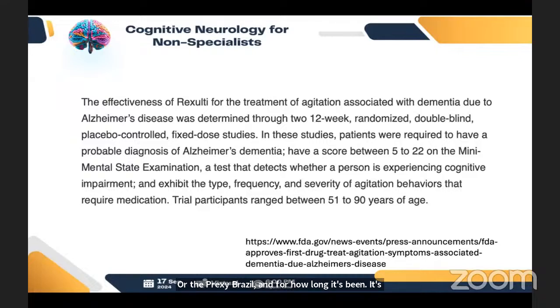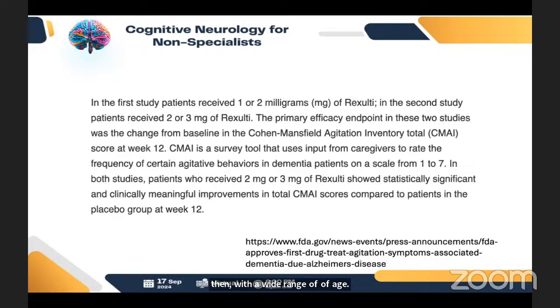I mentioned it just to show that most of the patients in those trials had a Mini-Mental State Examination score between 5 and 22. So we have a wide range from the severe to the mild spectrum of dementia, and they've used it on different types of agitation, with a wide range of age. Usually the starting dose would be 0.5, and patients would usually receive a dose up to 2. There are patients that have received a dose up to 3 milligrams, and it has been shown to be helpful.